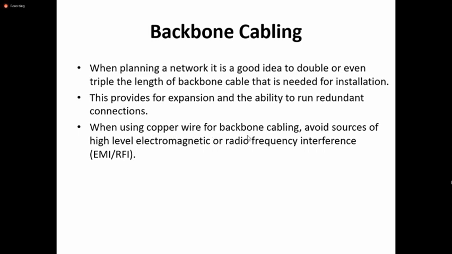When using copper for backbone, avoid sources of high-level electromagnetic or radio frequency interference. If you are using copper cable for these high-speed links between buildings and between floors, you have to avoid sources of electromagnetic interference. That means high power lines, or any radio frequencies running nearby, maybe antennas or that sort of powerful source.